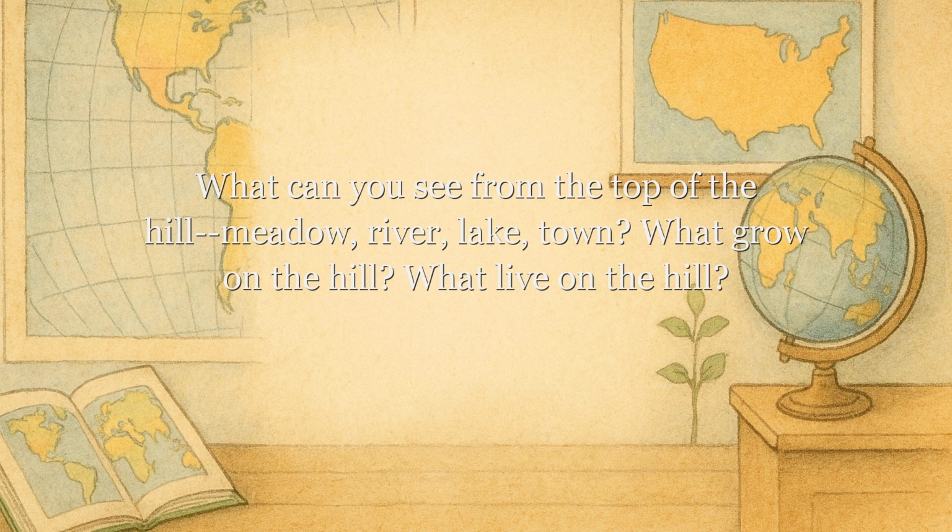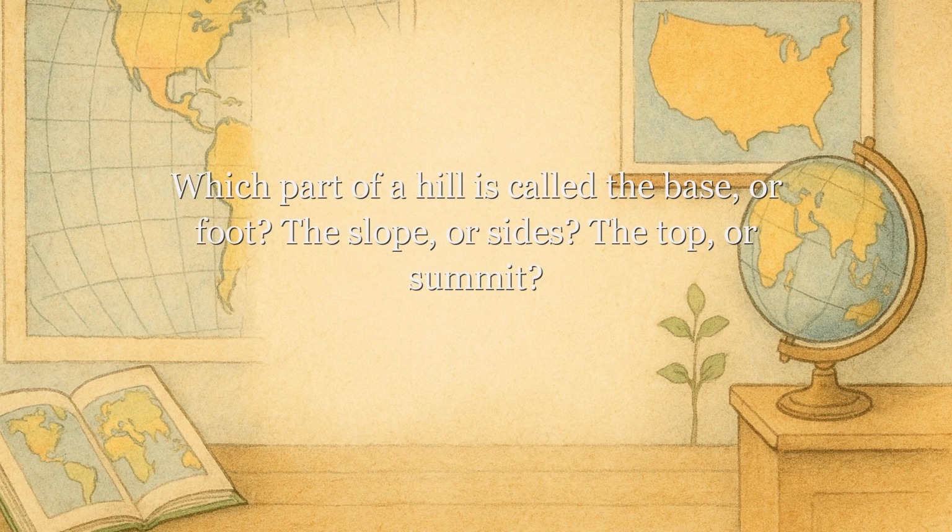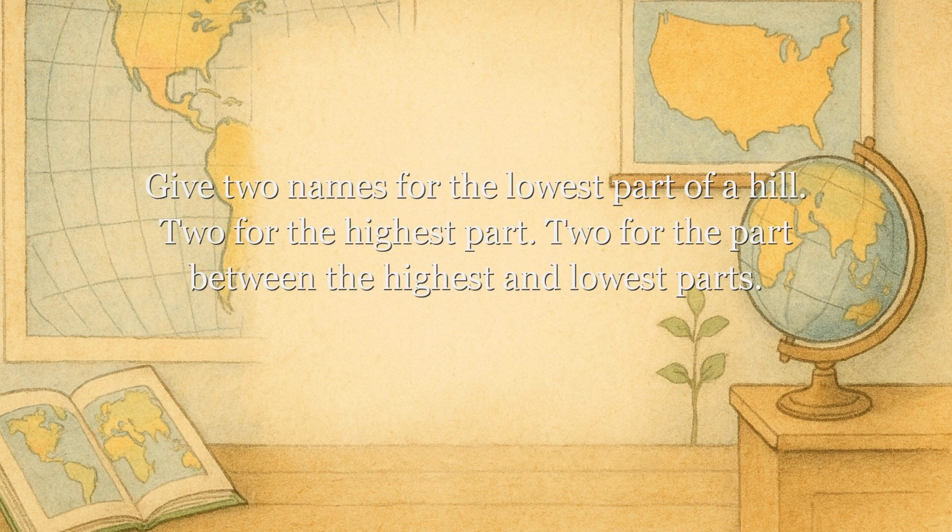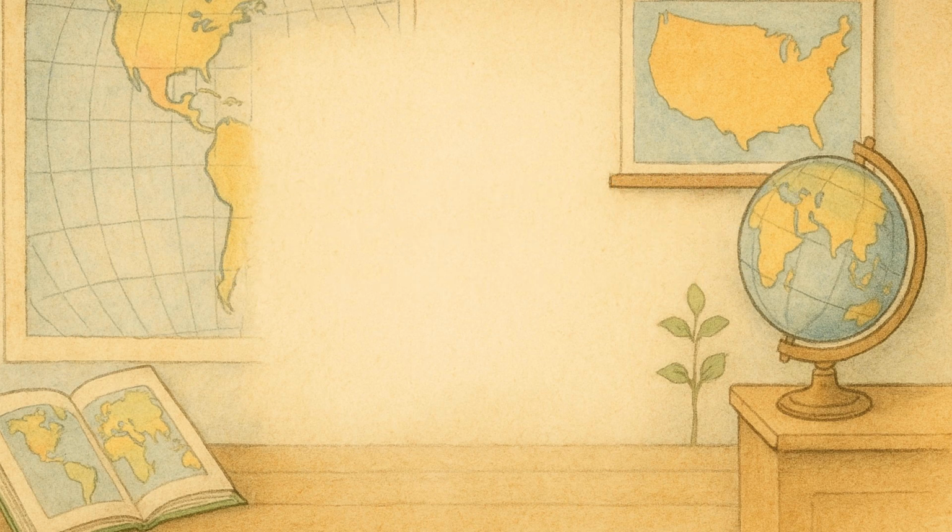Meadow, river, lake, town. What grows on the hill? What lives on the hill? Which part of a hill is called the base, or foot, the slope, or sides, the top, or summit? Give 2 names for the lowest part of a hill, 2 for the highest part, 2 for the part between the highest and lowest parts.